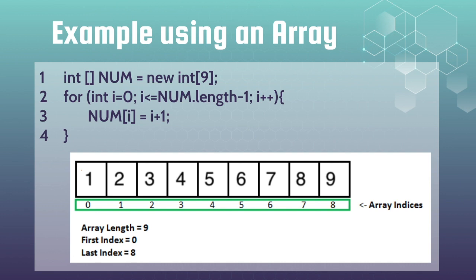Here's an example using an array. On the first line, we declare the array to have a size of 9 elements. On the next line, we create a for loop that loops through the length of the array. On line 3, we set each element equal to the index of that element plus 1. Line 4 is just a closing bracket for the for loop. In the diagram, you have a visual showing the index of the element versus its value, and the way I wrote my code, the value is the real position of the element.